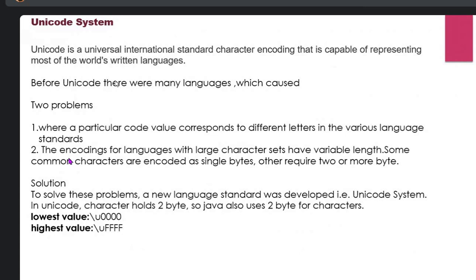Like they will have a different language and the characters will be different, the letters will be different. The encodings for languages with large character sets have variable lengths. Some common characters are encoded as single bytes, others require 2 or more bytes. To solve these problems, a new language standard was developed, that is the Unicode system. In Unicode, a character holds 2 bytes, so Java also uses 2 bytes for characters.